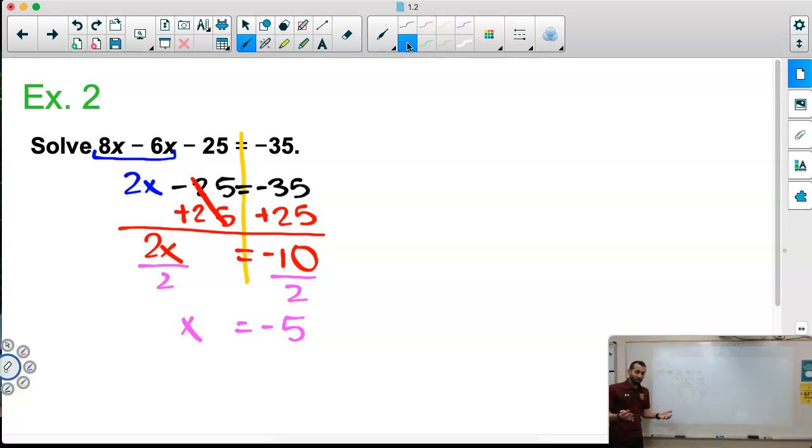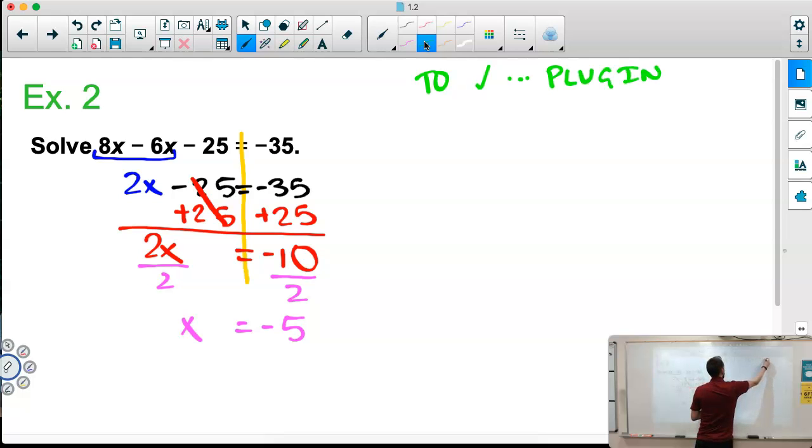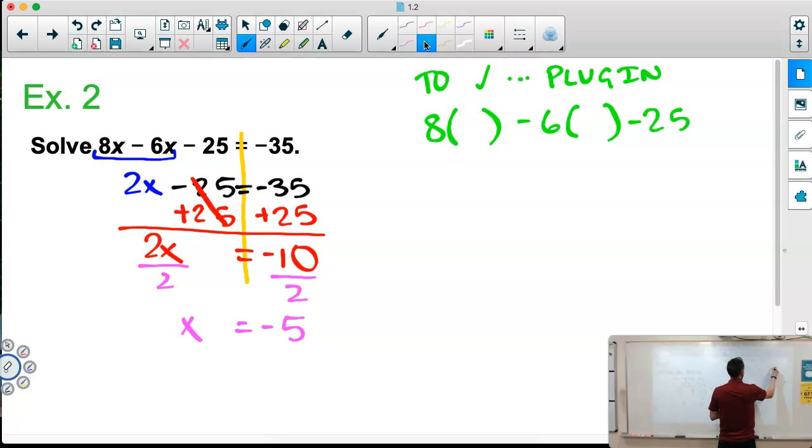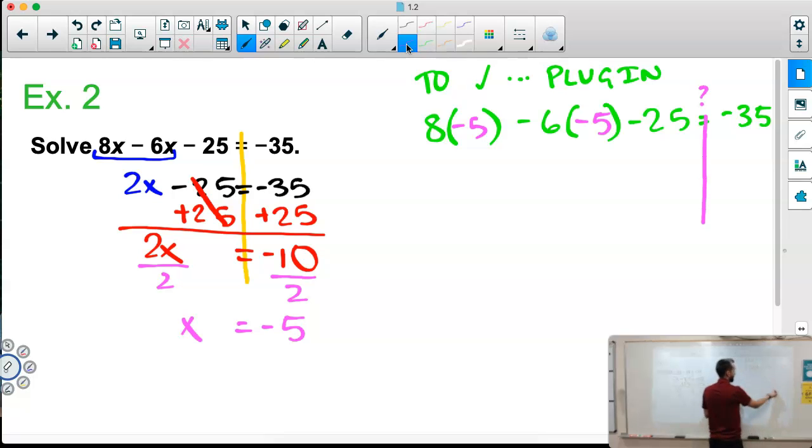Now, when it says check the reasonableness, I'm going to back up to my original equation. This is one of the things you can do. To check, you're going to plug in. All that means is I take 8 times x minus 6 times x minus 25 equals negative 35, and anywhere I saw an x, notice I left them blank, I'm going to put this number. Your goal is simply to see, does that make this statement true? We're going to put a question mark here, are these two sides equal? We can kind of keep track of it that way.